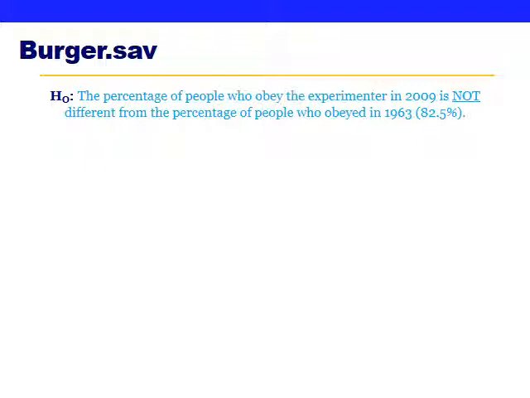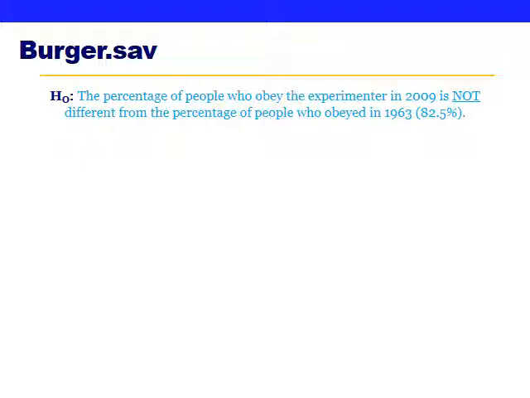To be exact, in one of Milgram's studies, 82.5% of participants did obey the experimenter, meaning they administered an escalating series of electric shocks to the person who was the confederate in the study, simply because the experimenter told them to. That was back in 1963.